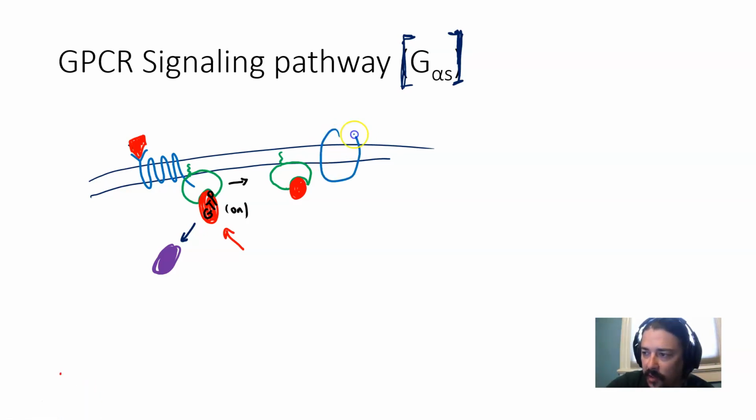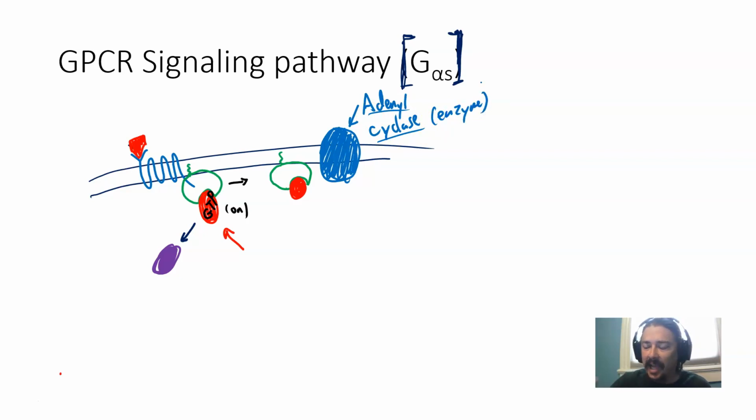So in the membrane, there is some enzyme. Now, in the case of G alpha S, if that's what this G protein is, often this enzyme is an enzyme called adenylyl cyclase, right? So adenylyl cyclase, this is an enzyme, and as you may remember, enzymes carry out chemical reactions. So there's kind of an interaction here between this G protein that's on and this enzyme.